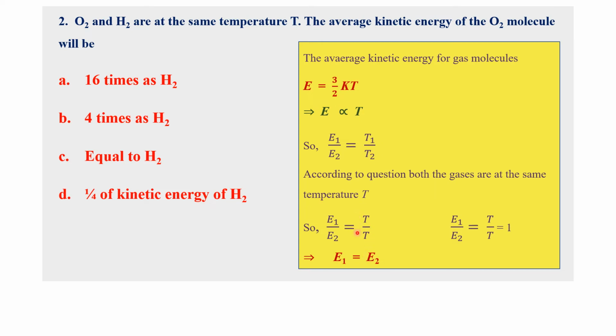So here T divided by T will cancel out and we will get 1. So E1 divided by E2 is equal to 1, or we can say E1 is equal to E2, which means that the average kinetic energy of oxygen is equal to average kinetic energy of hydrogen. So the answer is C, that is equal to hydrogen.